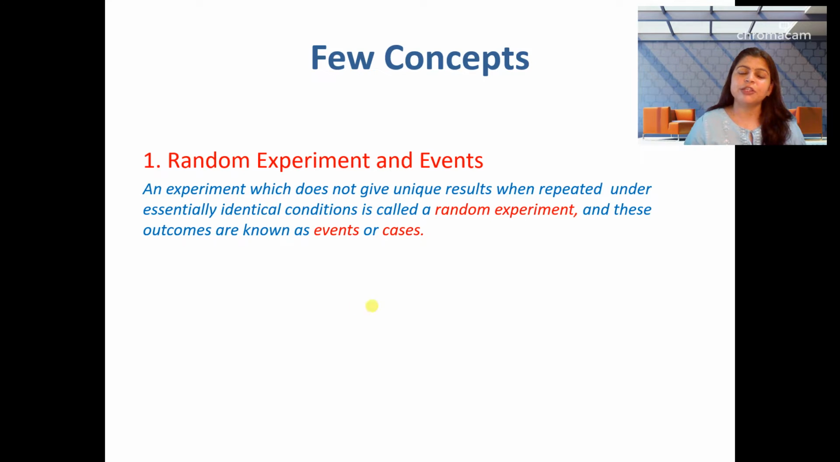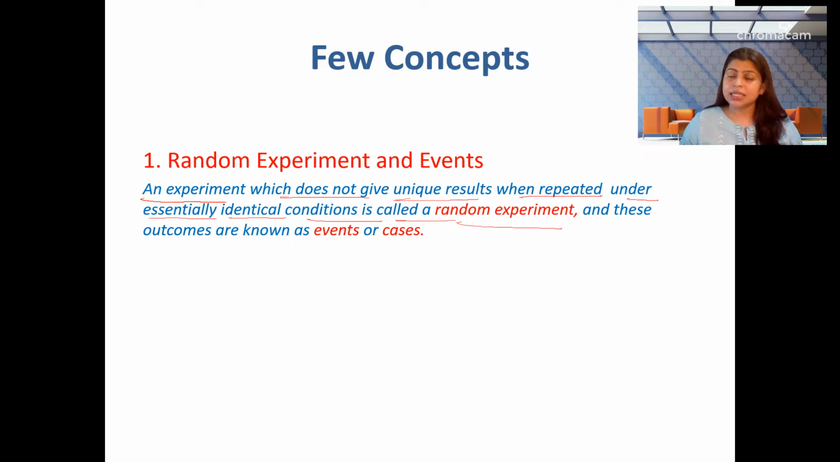First of all we need to understand what is a random experiment and events. The definition says an experiment which does not give a unique result when repeated under essentially identical conditions is called a random experiment. Suppose you are tossing a coin, and suppose you are throwing a dice. In these two examples you have a number of certain outcomes.